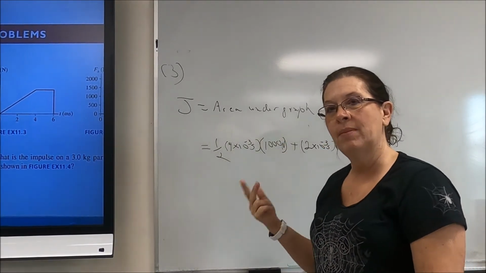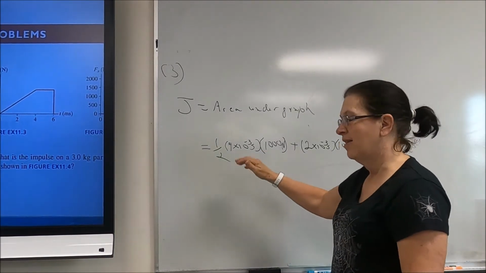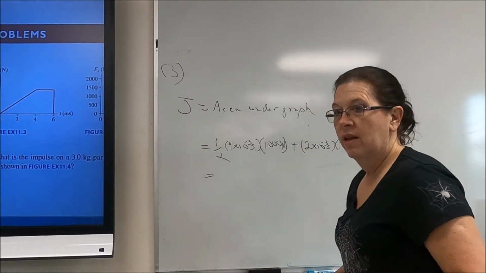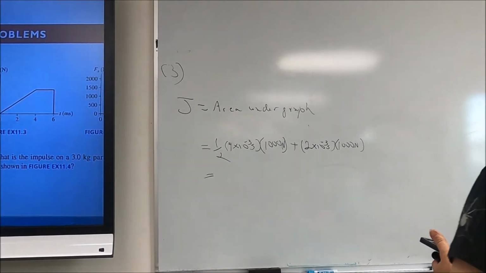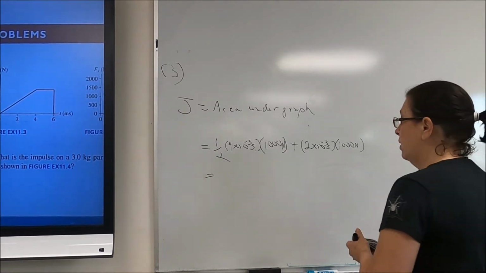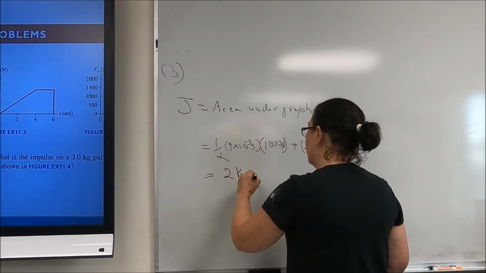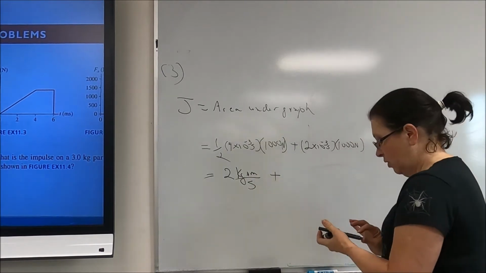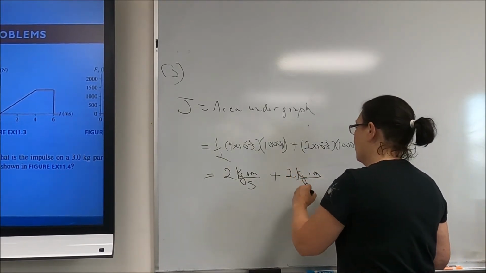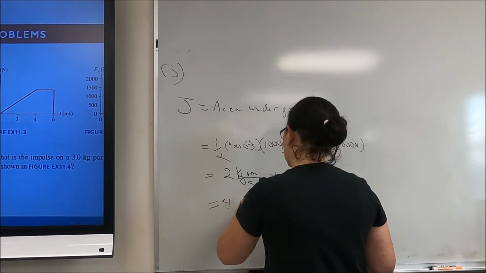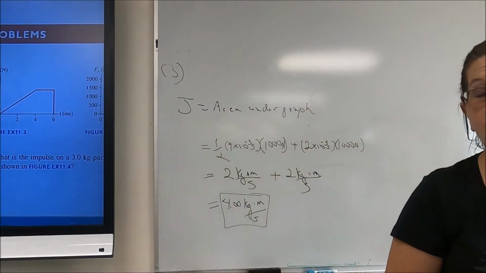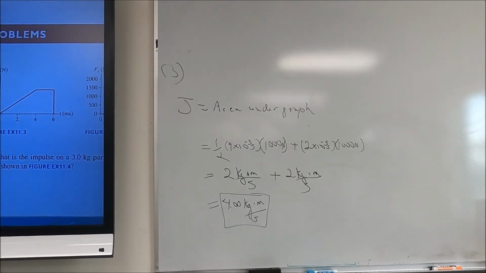Now remember, a newton is a kilogram meter over second squared. If I multiply that by a second, I get a kilogram meter over second, which is the units for momentum. So let's start multiplying this through. 4 times 10 to the negative 3 times 1,000 divided by 2, so I've got 2 kilograms meters over seconds, plus 2 times 10 to the negative 3 times 1,000, 2 kilograms meters over seconds. So I've got 4 kilograms meters over seconds. Your book always works everything to 3 sig figs. So that's what the impulse would be, the change in momentum.